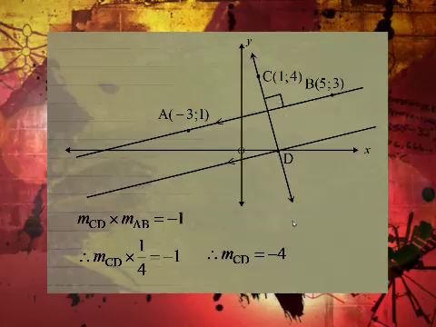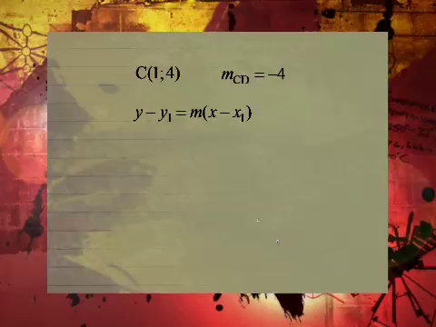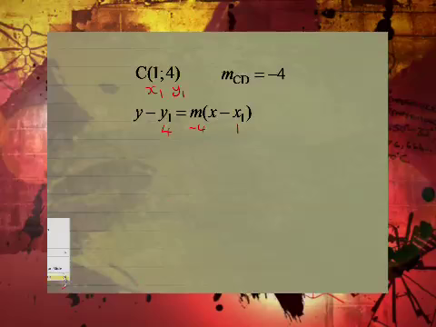We've got the gradient of the line, and we've got the point C on the line. So there's C as your x1, y1, and we can plug it in. Remember, that's x1, and that's y1. So in x1's place you'll put a 1, in y1 a 4, and the gradient is -4. So watch out for that.